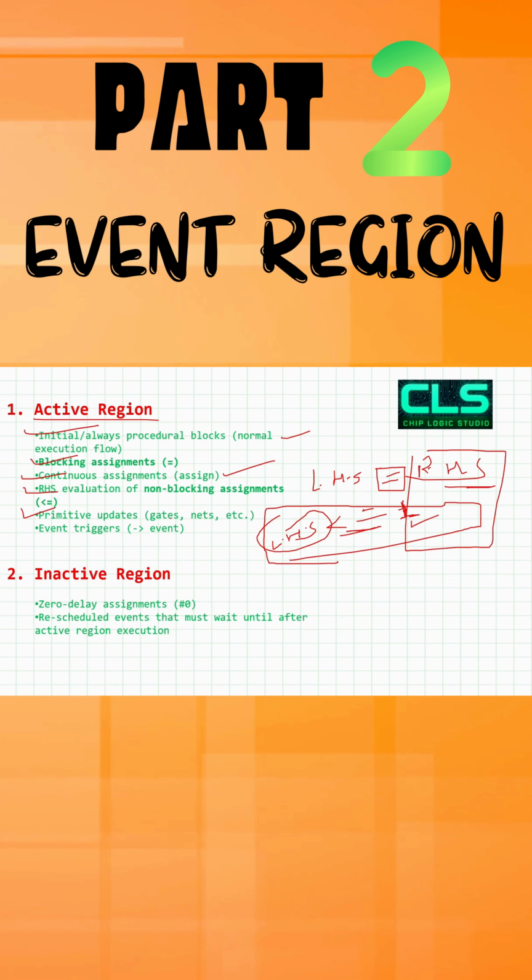Primitive updates like NMOS and every primitive like reg and wire, because we should know the value of all of them before our next region. So these primitives will execute in the next region.